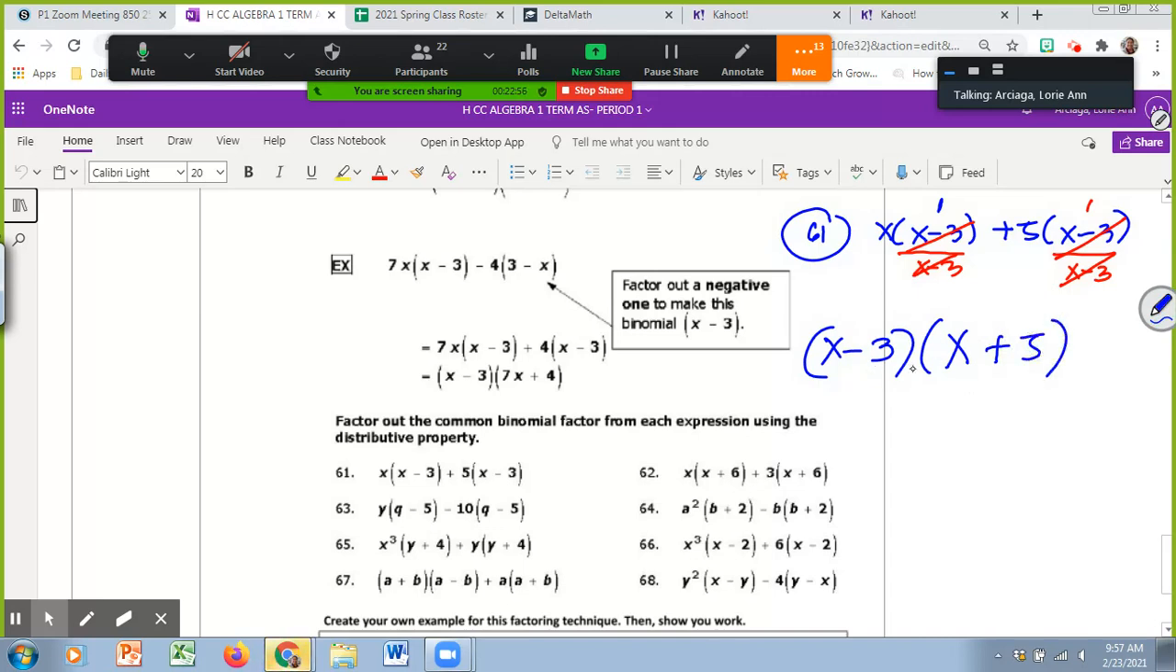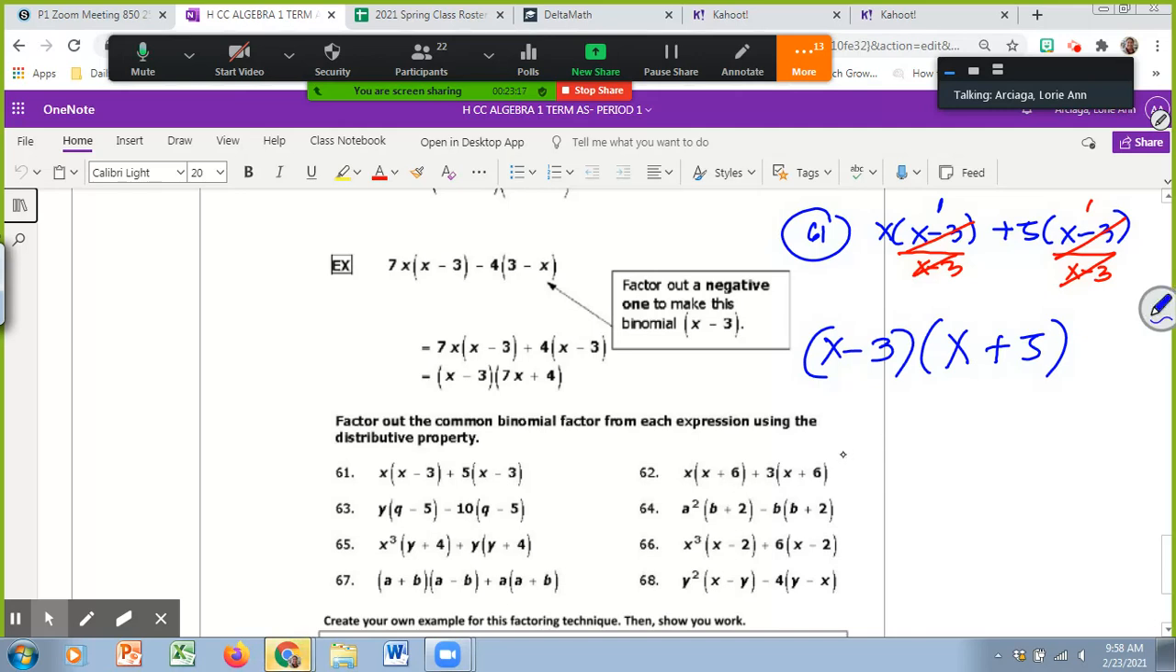So be generous with your parentheses. If I just put x minus 3 without parentheses, and then I put x plus 5, this means the 3 is the only one being multiplied inside, right? So that's a different scenario. So be generous with your parentheses. If you're not sure, put it in parentheses.